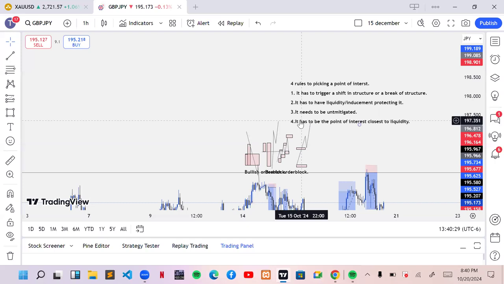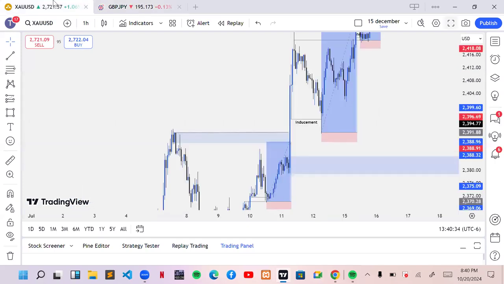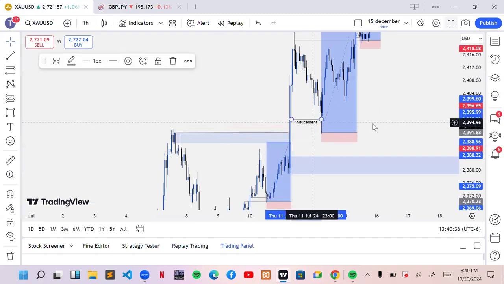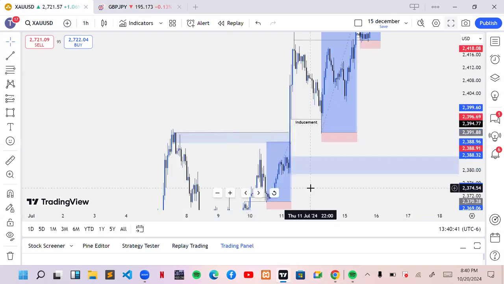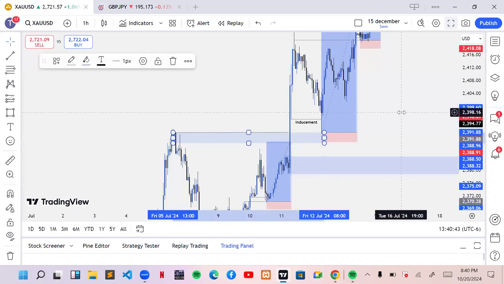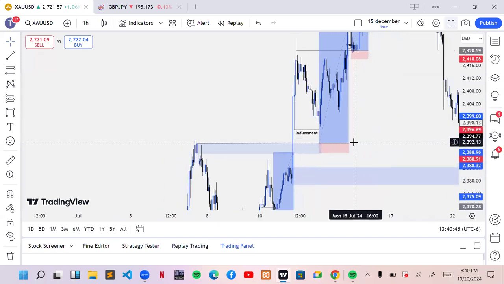But now the fourth rule says it has to be the point of interest closest to liquidity. Where is our liquidity? This inducement. Now between these two points of interest, the breaker block and the other block, which one is closest to liquidity? It is the breaker block. So that was why I took my entry off of this breaker block.